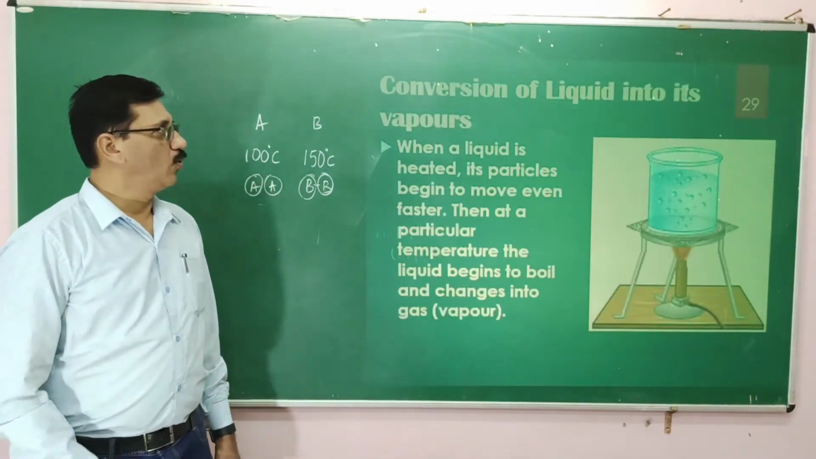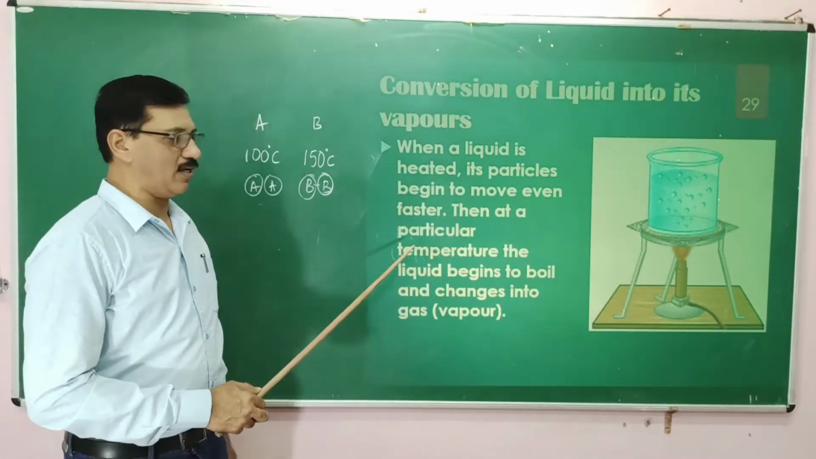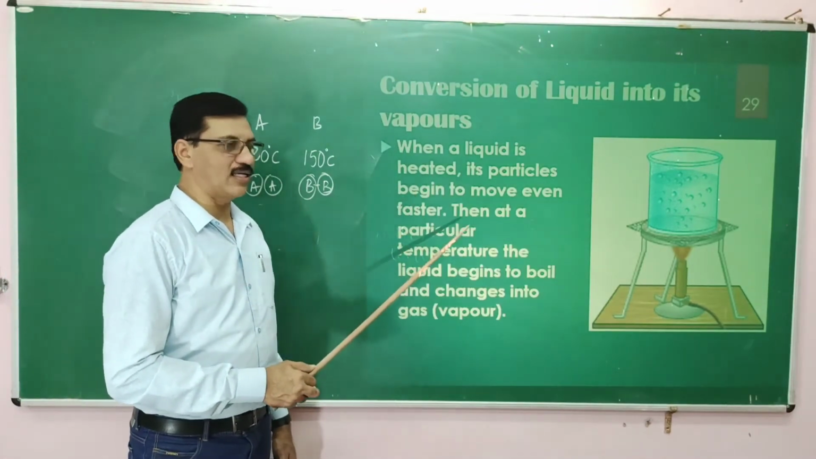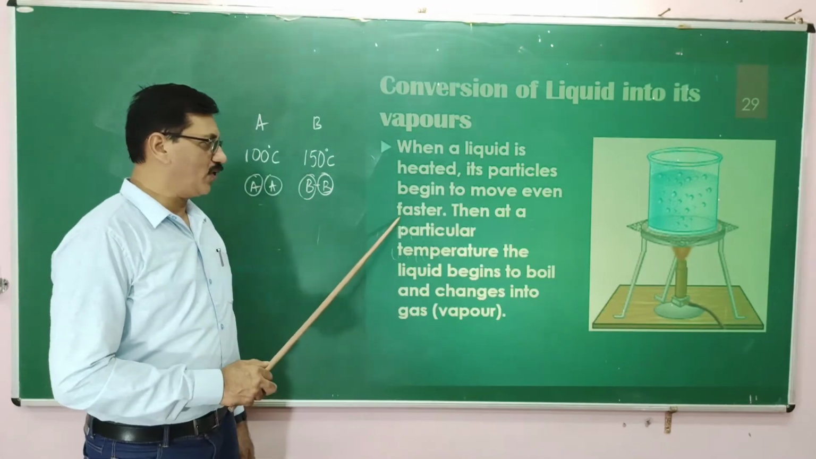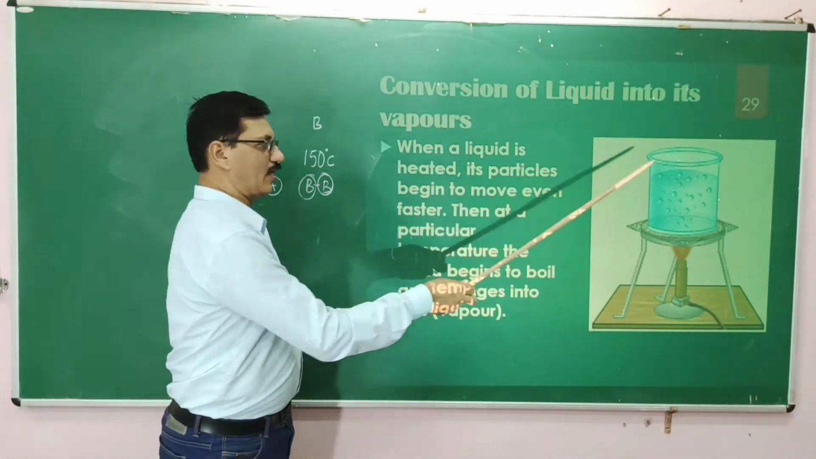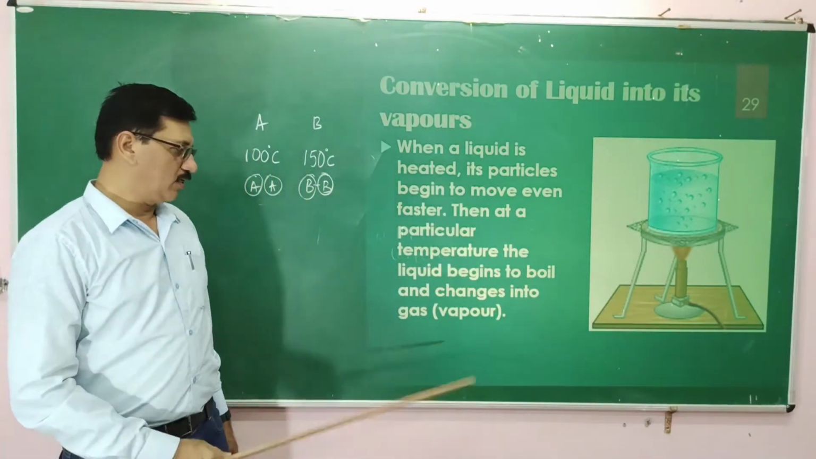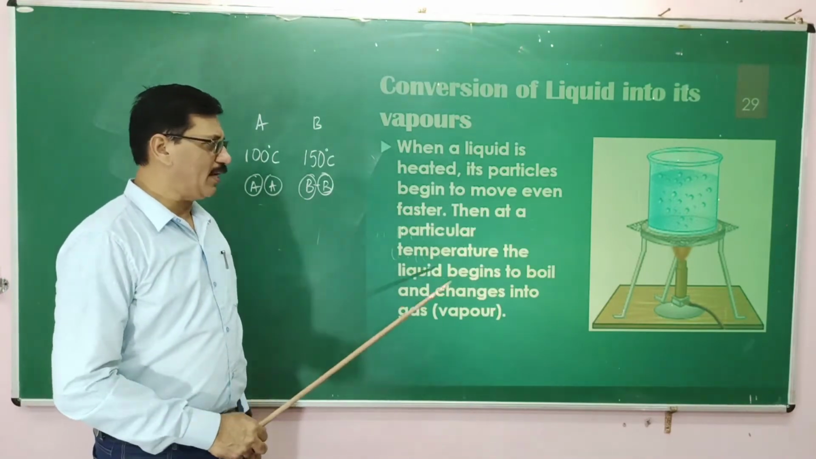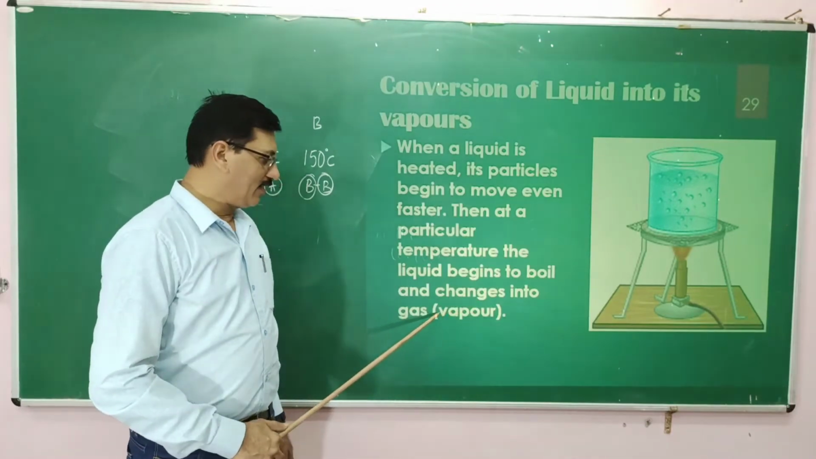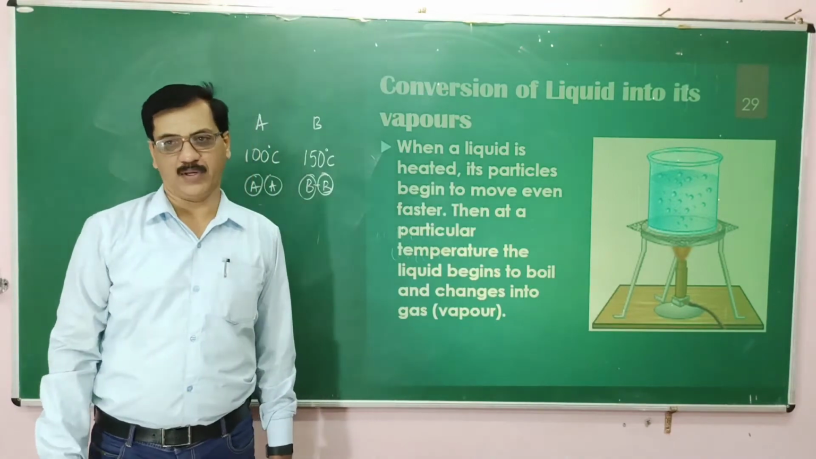Now, conversion of liquid into its vapor needs heat energy. When the liquid is heated, the particles begin to move faster and faster. Then at a particular temperature, the liquid begins to boil. The liquid starts boiling, and bubbles come out from the bulk of it. This is called the boiling point of water. The liquid changes into gas, and the gas is called vapor.